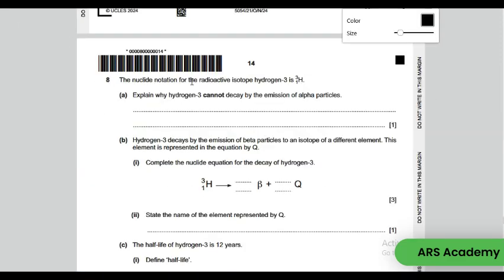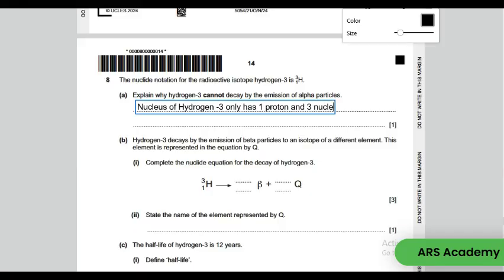Question 8. The nuclide notation for the radioactive isotope hydrogen-3 is H-3, 1. Question A. Explain why hydrogen-3 cannot decay by the emission of alpha particles. So we know that for alpha particles, the nucleon number is 4 and the proton number is 2. So we can write the nucleus of hydrogen-3 only has 1 proton and 3 nucleons, which is not enough for the emission of alpha particles.